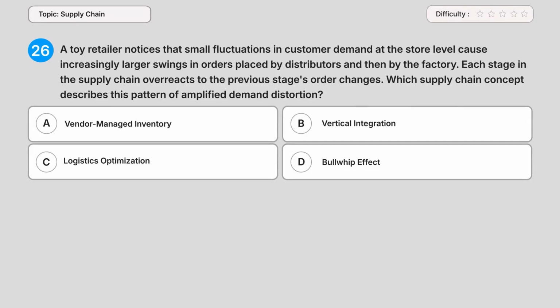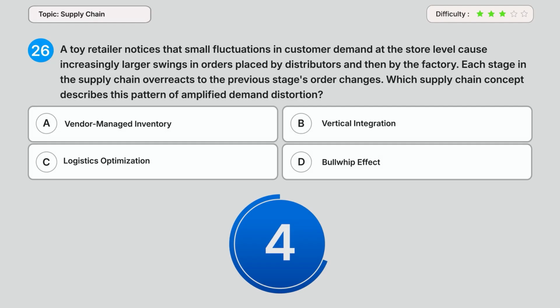26. A toy retailer notices that small fluctuations in customer demand at the store level cause increasingly larger swings in orders placed by distributors and then by the factory. Each stage in the supply chain overreacts to the previous stage's order changes. Which supply chain concept describes this pattern of amplified demand distortion? A. Vendor-managed inventory. B. Vertical integration. C. Logistics optimization. D. Bullwhip effect. Do you know the answer?